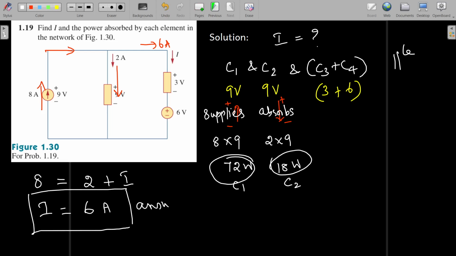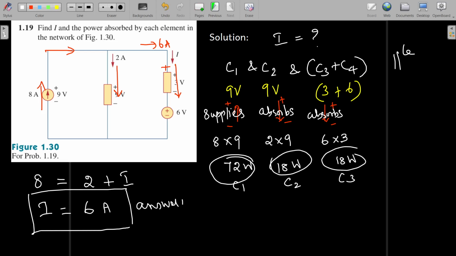This is one answer. The second one is power absorbed by each element in the network. So this absorbs 18 watts, and for this case it is C3, right? C3 is also absorbing power. Why? Because the I current is entering into this plus terminal, right? So it is going like this, plus to minus. Therefore it is absorbing the power. And how much power is being absorbed? That is the current I, that is 6 amps, multiplied by this 3 volts. That means it is 18 watts. This is by the C3.